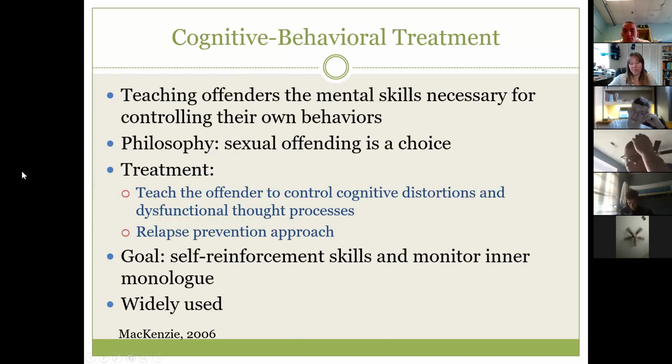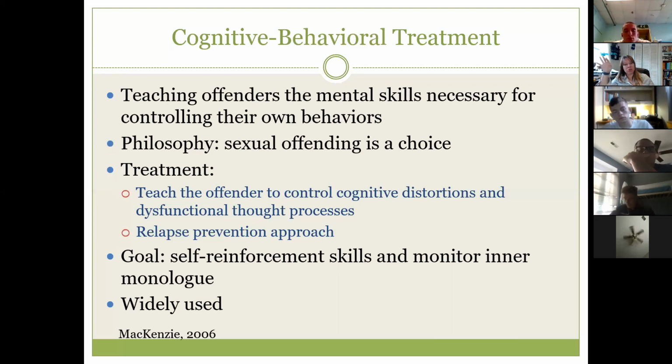Let's talk about cognitive behavioral. We have talked about cognitive behavioral treatments before. One of the things that's so great about cognitive behavioral treatments is that they can really be modeled or molded to specific types of offenders. So the cognitive behavioral treatment that we're going to talk about today has been modeled specifically for sex offenders. The treatment here is concerned with teaching the offenders the mental skills necessary for controlling their own behaviors.